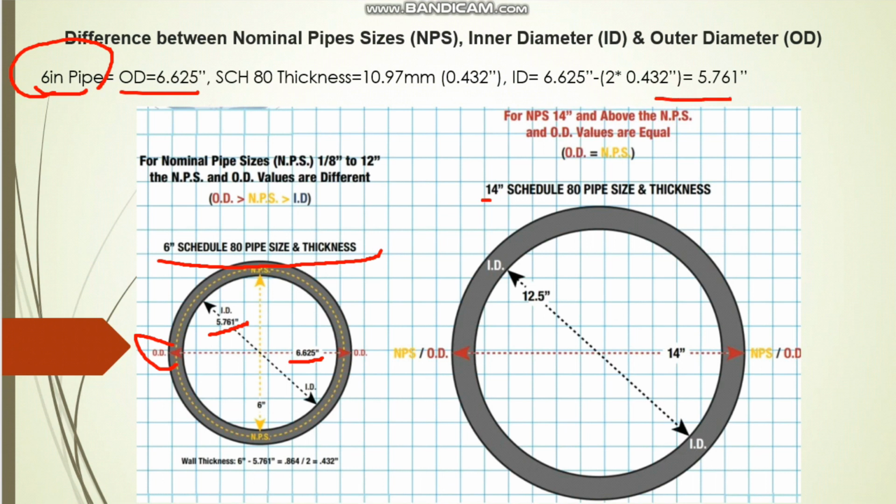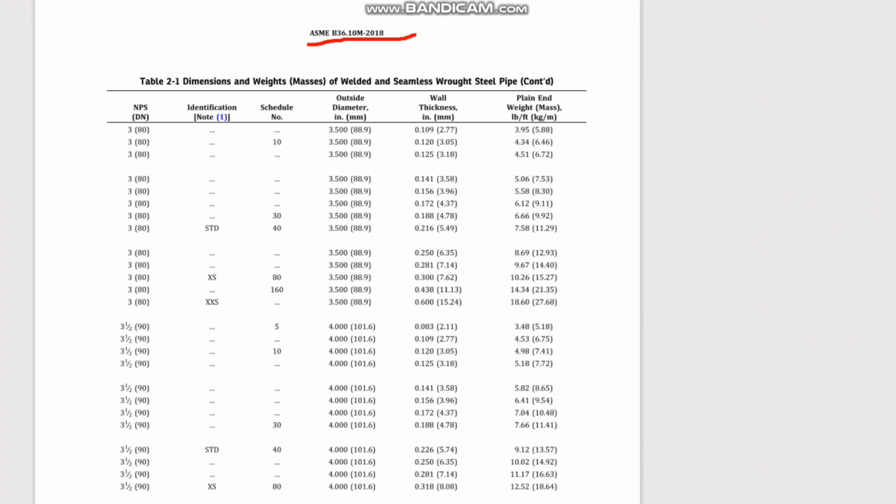But when it comes to the 14-inch schedule 60 pipe, you can see the inner dia is 12.5 inch and the outer dia is 14 inch. So the outer dia will match with the nominal pipe size for 14 inch and above. So this is ASME B36.10, which is used for carbon steel.